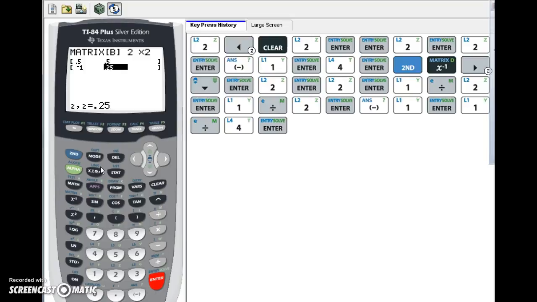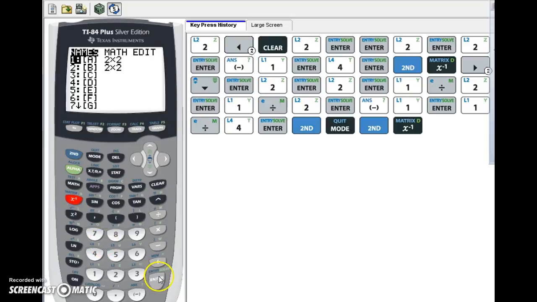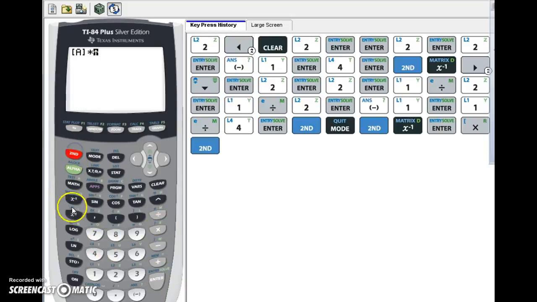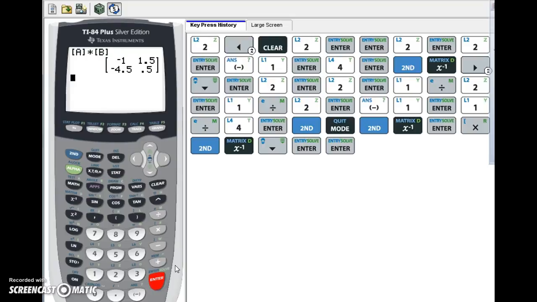Come on, calculator. Pick up your matrices. A times matrix B. And then you hit enter, and we're looking for, did we get the identity? No, so these are not inverses. Who asked me how did I get that? Are you good? All right. Second mode. Okay, and then second x negative 1.